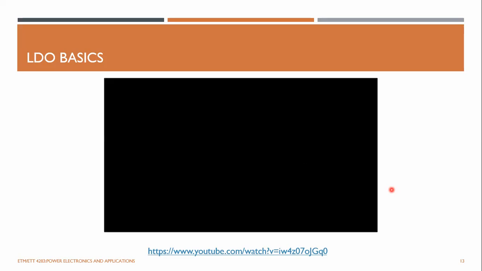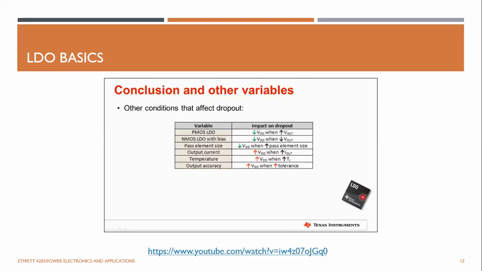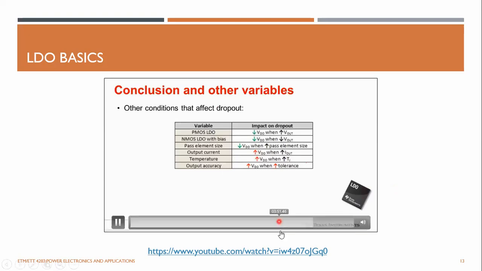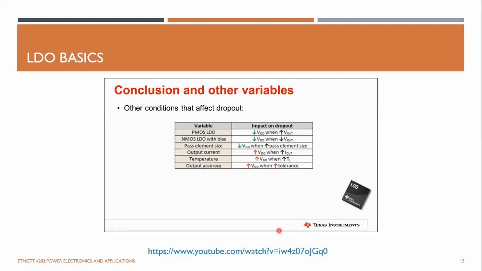Here are other variables that can affect the dropout of an LDO. As we discussed, the main one is architecture, but the size of the pass element or FET will also affect the dropout. A larger size FET will yield a lower dropout. Output current and temperature also affect dropout. As both increase, so too will the dropout. It's clear that dropout is not a static value, but rather than complicating your LDO choice, these variables should help you choose the optimal LDO for your specific conditions.